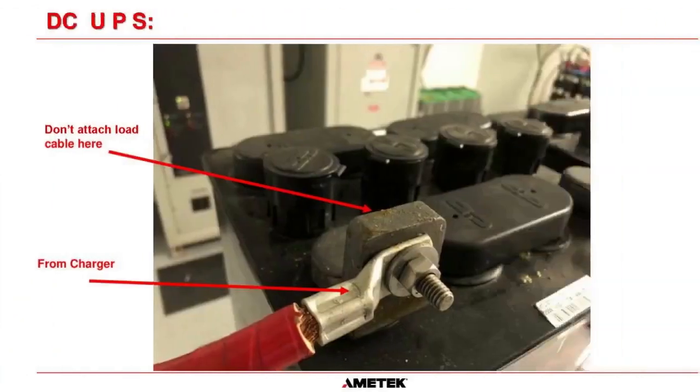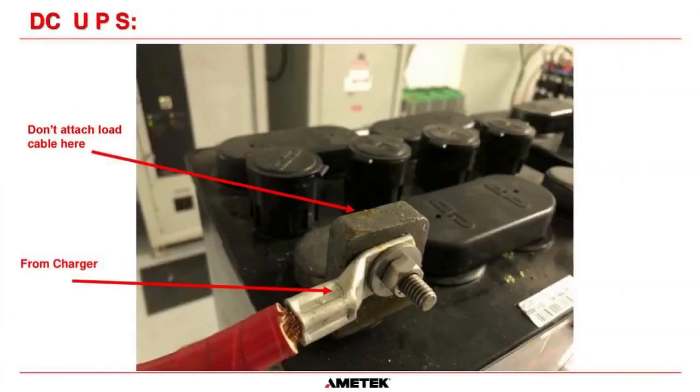So that's what not to do. And also, here's another example of a battery. Once again, this cable here at the bottom is from the charger. If you connect your load cable to this side of the lug, then you're going to be in exactly the same situation. If this bolt ever has to be undone for any reason, you want to maintain power to the load circuits, but whenever you undo that bolt, you are going to lose connection and you are going to drop your load circuits. So not a good design.